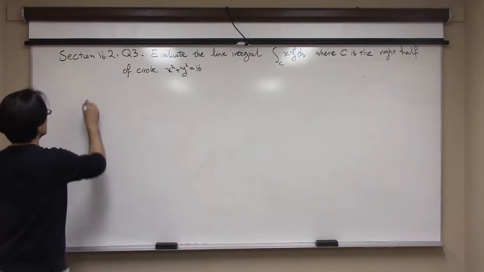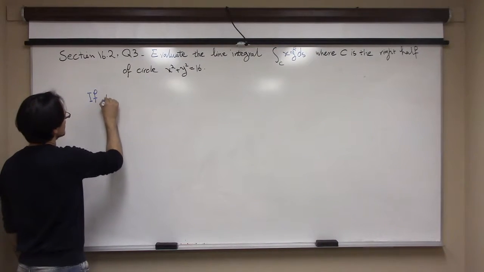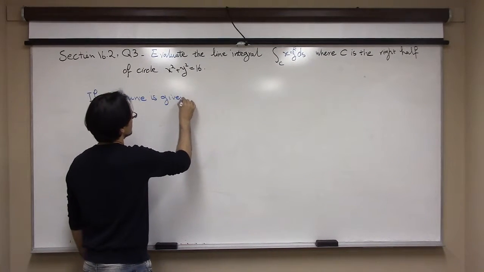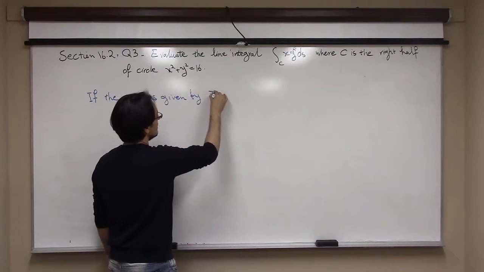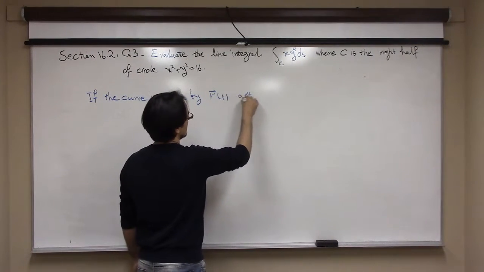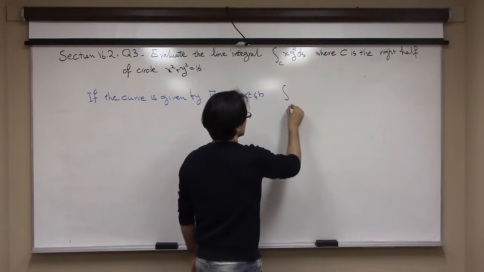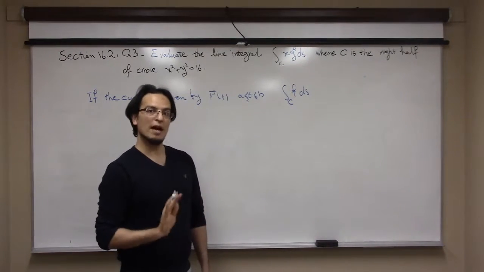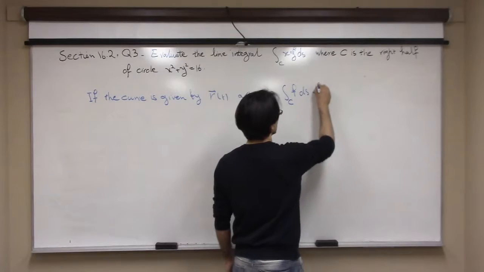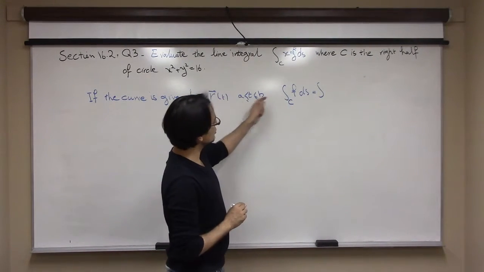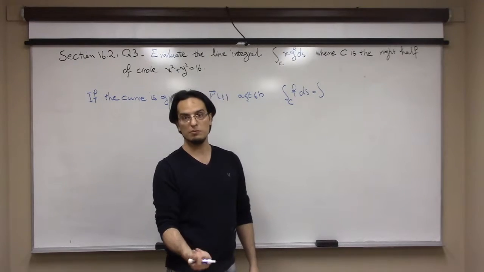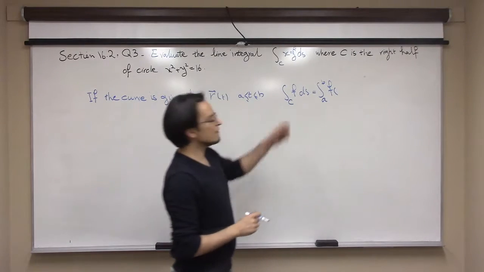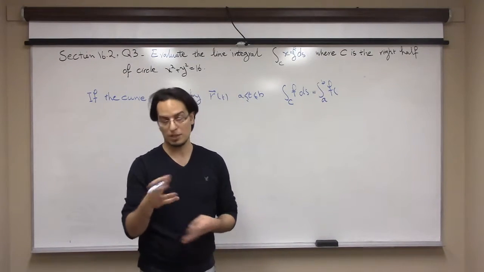So if the curve C is given by r(t), t going from a to b, to evaluate the line integral of f ds, we have to do 3 steps. First, we are changing everything to the variable t, so I go from a to b. F is going to have x, y, sometimes z.